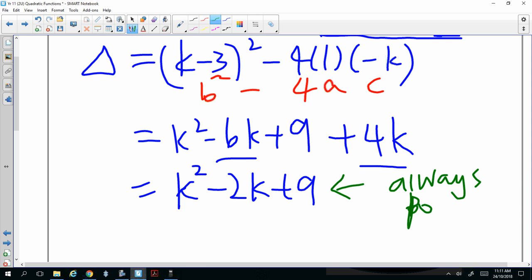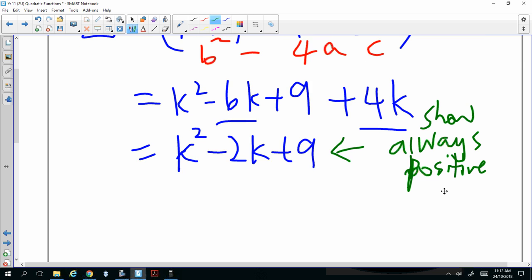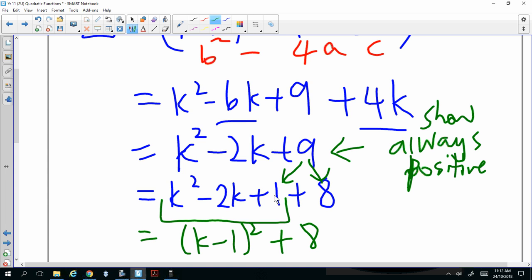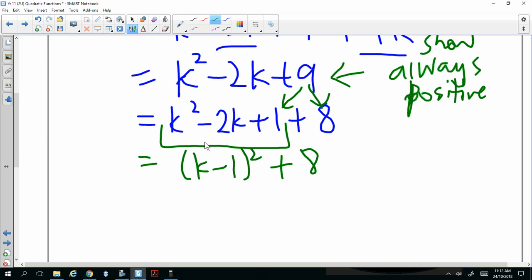If we complete the square, we can break the 9 down into 1 plus 8. Why do I break it down into 1 plus 8? Because this thing is a perfect square. And why is a perfect square so special? It has a wonderful property: a perfect square is always positive, because if you square something, it's always positive. And 8 is definitely positive. So what does it tell you? It has to be positive for any value of k.